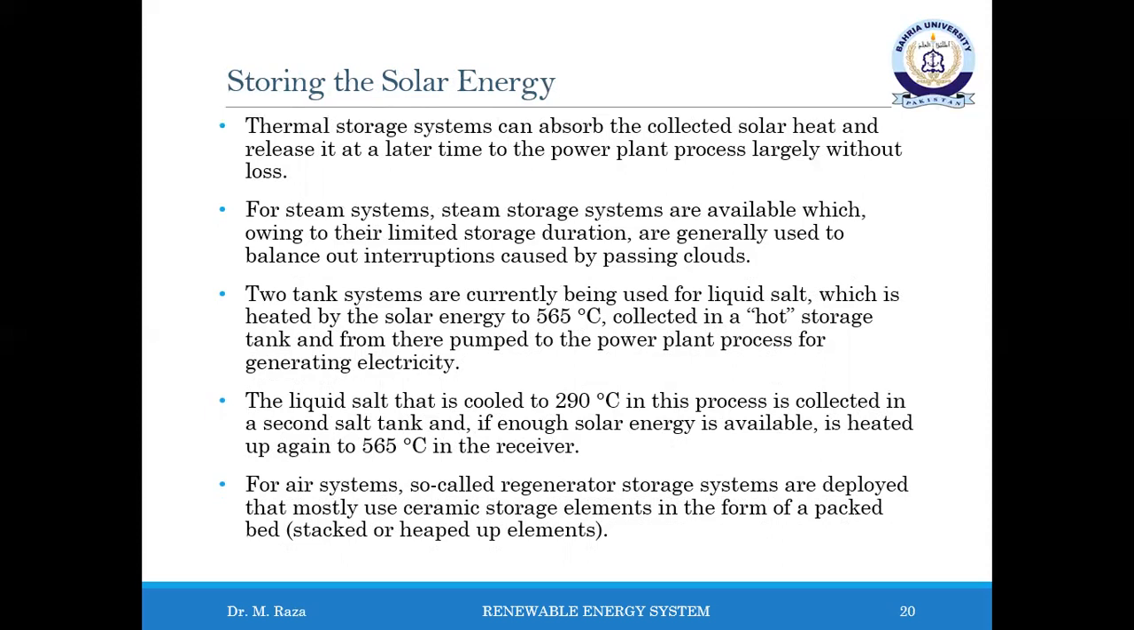Two-tank systems are currently being used for liquid salt, which is heated by the solar energy to 565 degrees Celsius, collected in a hot storage tank, and from there pumped to the power plant process for generating electricity. The liquid salt that is cooled to 290 degrees Celsius in this process is collected in a second salt tank, and if enough solar energy is available, is heated up again to 565 degrees Celsius in the receiver.